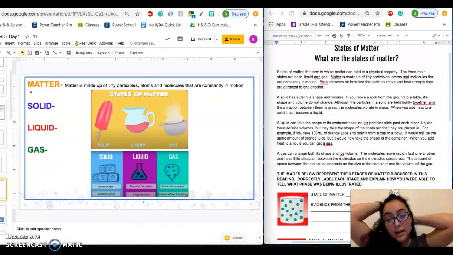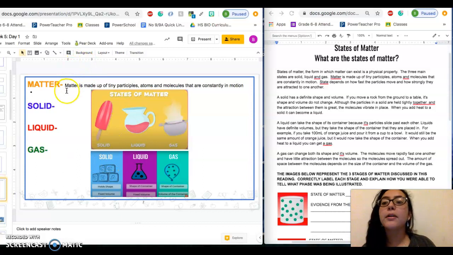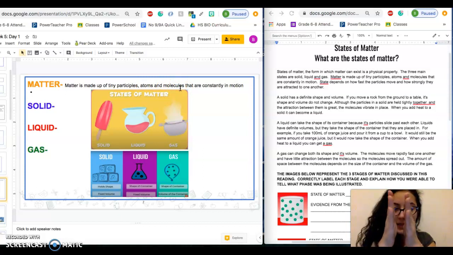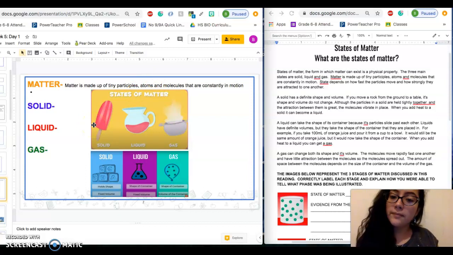So if you look at the PowerPoint, matter is made up of tiny particles, also known as atoms or molecules, that are constantly in motion. So these particles, they're never still. They're always shaking a little, or shaking a lot, or shaking like crazy. There are 3 forms of matter. There's solid, there's liquid, and there's gas.